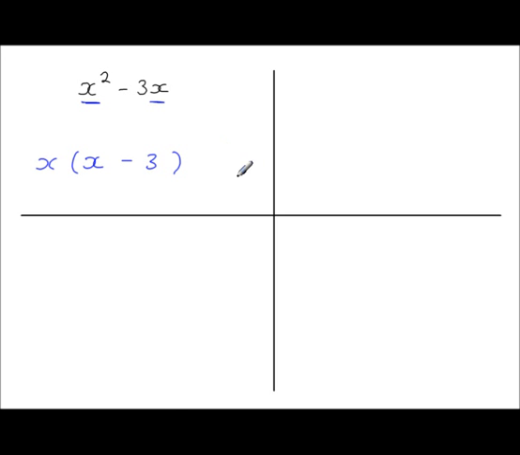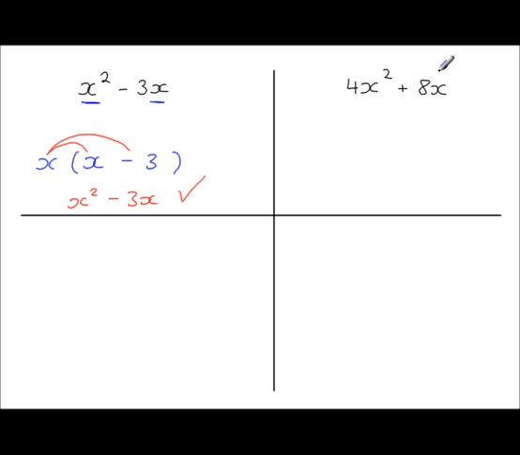Once you've factorized, you can multiply the brackets out just to test to see if your factorization is correct. So x times x is x squared, x times the minus 3 gives you minus 3x, which is the same as what you started with. So you know this is correct.